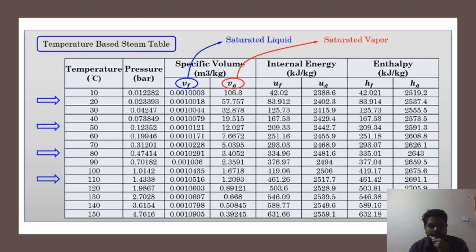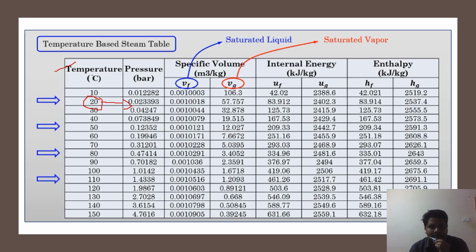The temperature based steam table looks like this. In the first column you can see the temperature in degrees centigrade, and the second column is pressure in bar. This pressure is the saturation pressure corresponding to the temperature. For example, if you take the temperature 20 degrees centigrade, the corresponding saturated pressure would be 0.023393.